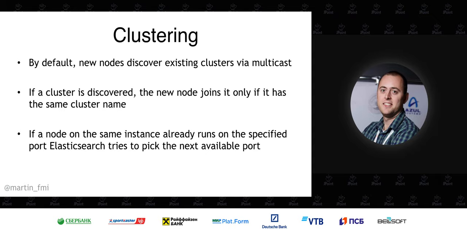By default, new nodes discover existing clusters via multicast on the network. If a cluster is discovered, the new node joins the cluster only if it has the same cluster name. The cluster name is specified in the Elasticsearch configuration. And if an Elasticsearch instance already runs on the specified port, even though we try to start another instance on the same node, it tries to get the next available port. So it doesn't crash with an error that this port is already taken, but rather runs fine and gets the next available port.